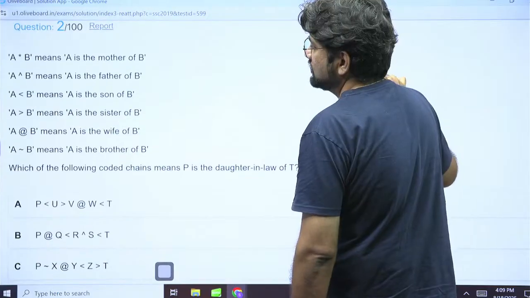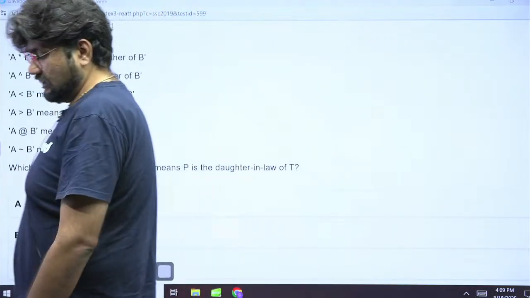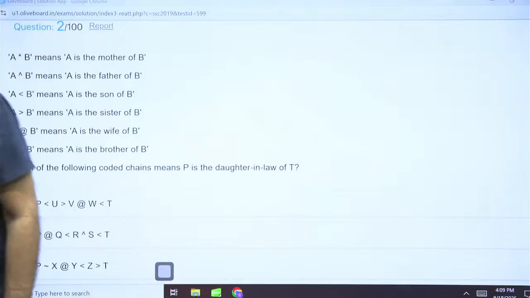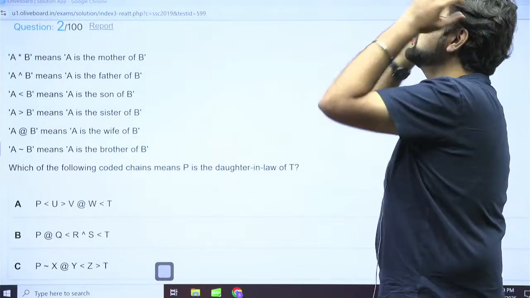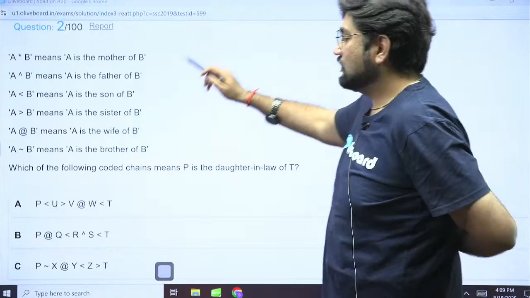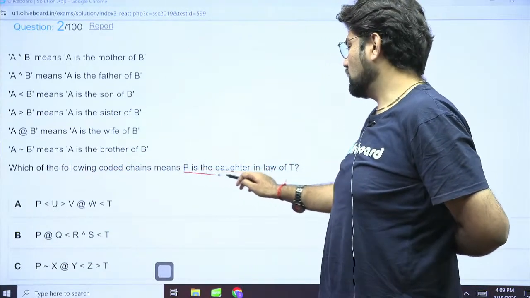Now this question, just look at this question. This is just a 5-second question, guys. Just a 5-second question. So these are the codes given to us, fine. The question is asking us which of the following coded chains means P is the daughter-in-law of T.